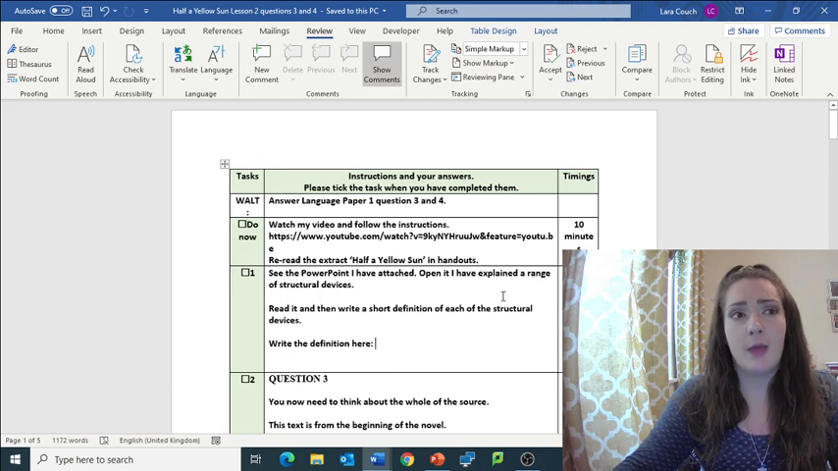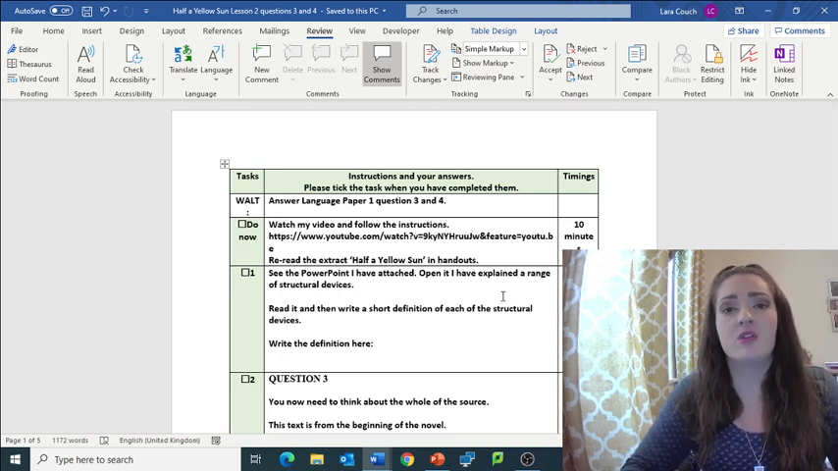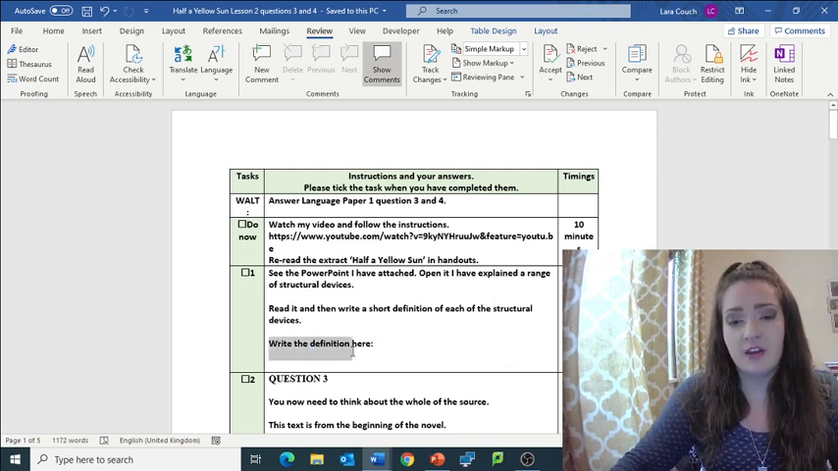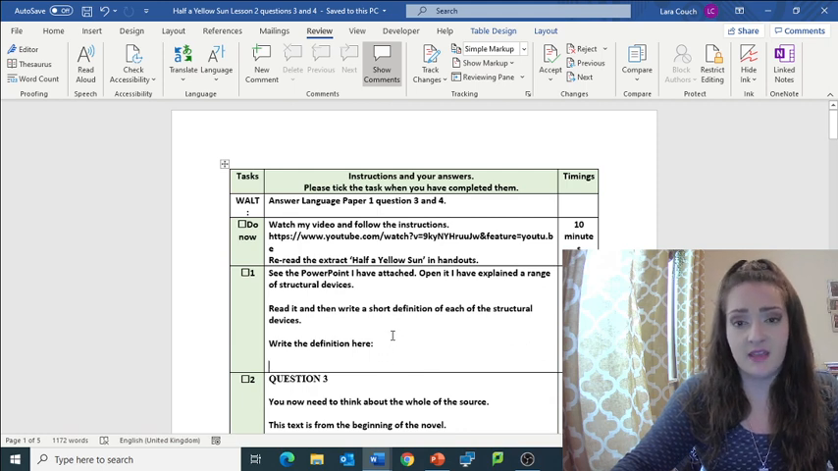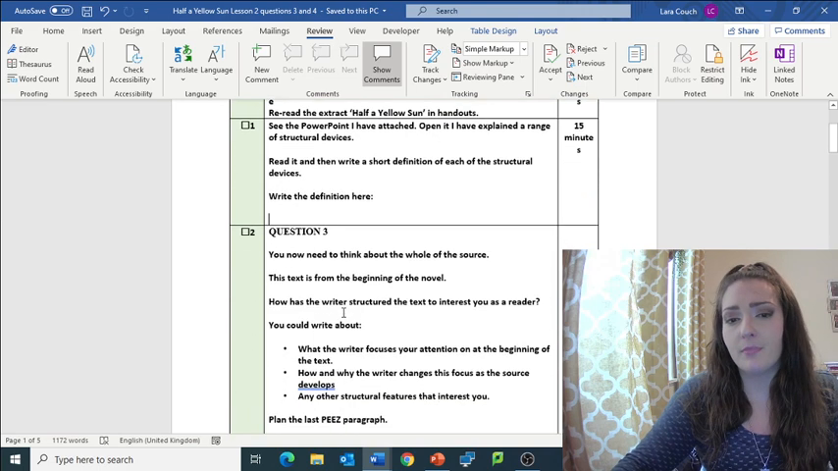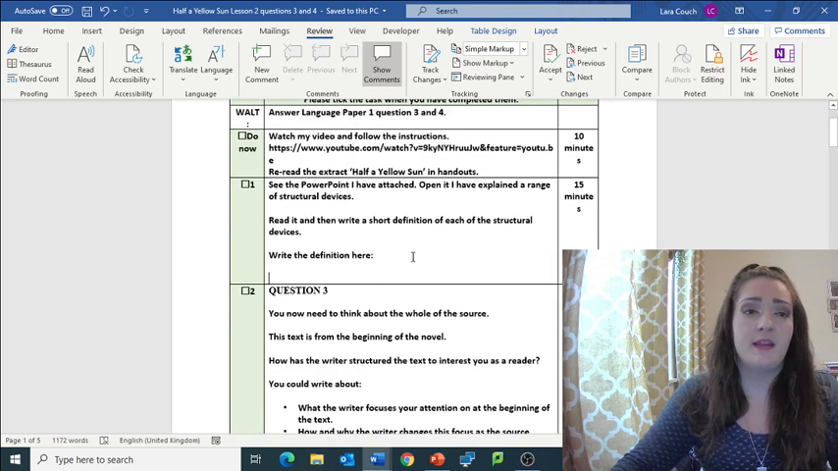I've spent about a slide per structural device. What you do is read through them and recap. When you've done that, write the definitions for the structural devices here. Write about a sentence for each structural device explaining what they are and what they do. So you might even want to do that as you read through the PowerPoint. So that's what you need to do for task 1. So please pause before moving on to task 2.